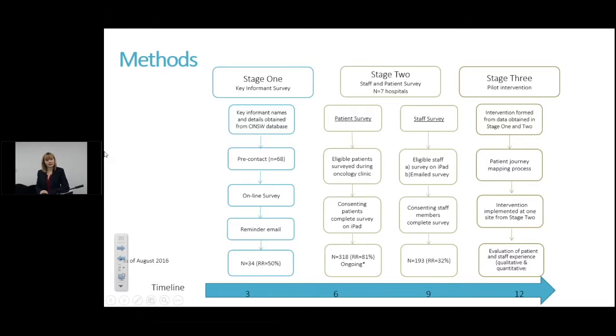So there are the methods, and you can see the timeline in months along the bottom, and that's the planned timeline. And as we all know, things never go quite according to plan, but that's what we had, around 12 months to do 3 stages.